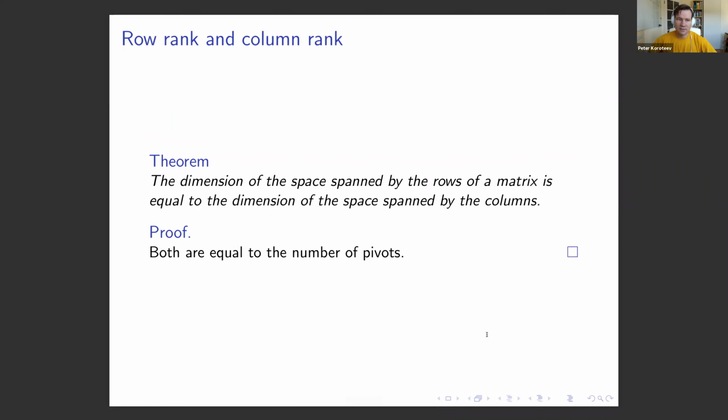Another one-liner: row rank and column rank. The dimension of the space spanned by the rows of a matrix is equal to the dimension of the space spanned by the columns. Not surprisingly, both are equal to the number of pivots. It doesn't matter how you count them.